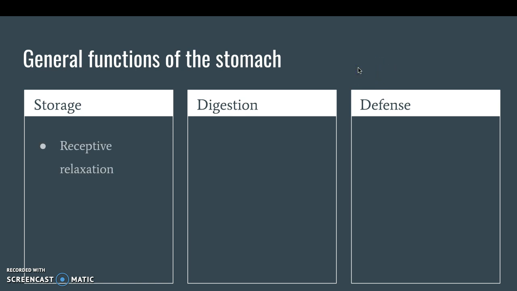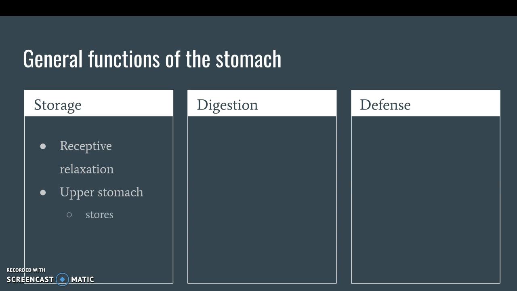So first function is obviously storage. I think that's intuitive to most of us, that the stomach stores food. And it does this through receptive relaxation. So when food actually enters the stomach, it distends or expands to hold the food and the amount of food that's coming in. And this is a neurally mediated reflex, like we discussed earlier, a short reflex in the gastric phase versus the long vagal reflexes in the cephalic phase.